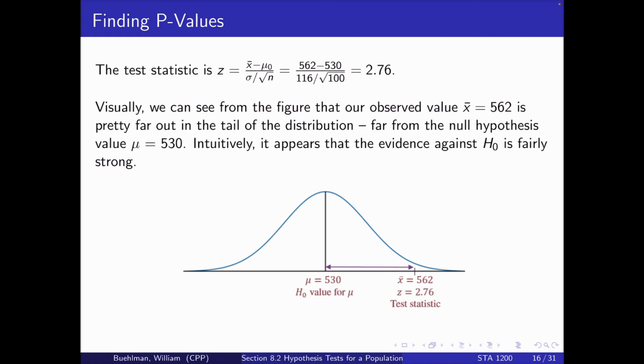Visually, we can see from the figure that this is far away. We've already done all this. This is just a recap of what we've shown before. These figures are nothing new; they're the same figures as before. And again, intuitively, the evidence against the null hypothesis is very strong because we're very far away from the value that we think it should be.